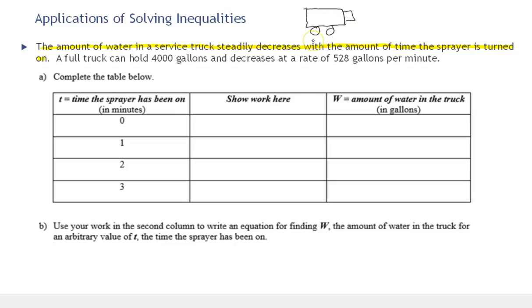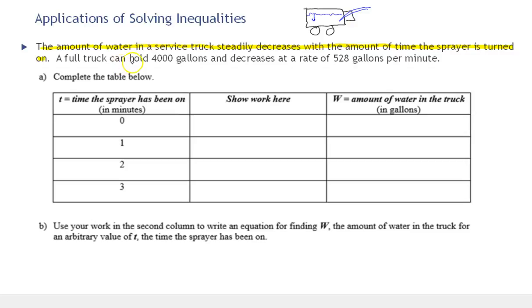And imagine that it's filled with water, to whatever height they fill service trucks with water. And this said that the amount of water in the truck steadily decreases with the amount of time the sprayer is turned on. So this truck travels around and sprays water on, I don't know, trees. So it has some sort of hose or sprayer. And as the sprayer is turned on to do whatever it does, you can imagine that the water in the truck would be decreasing. You could think the height in the truck would be lowering, but also the number of gallons in the truck would be decreasing. Now let's look at the specific information they give us next.